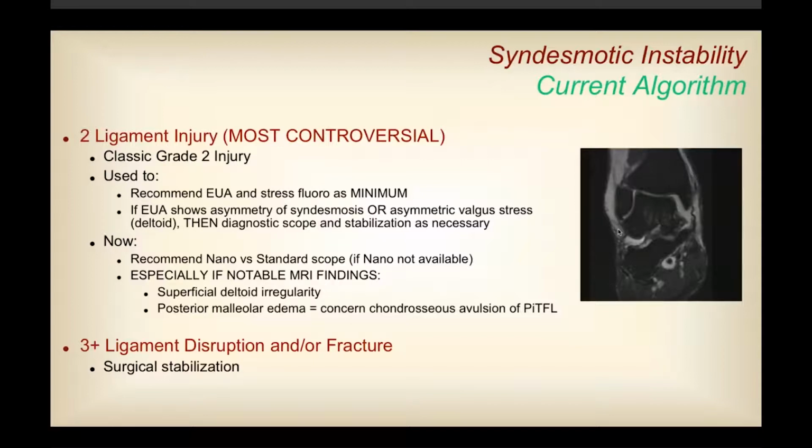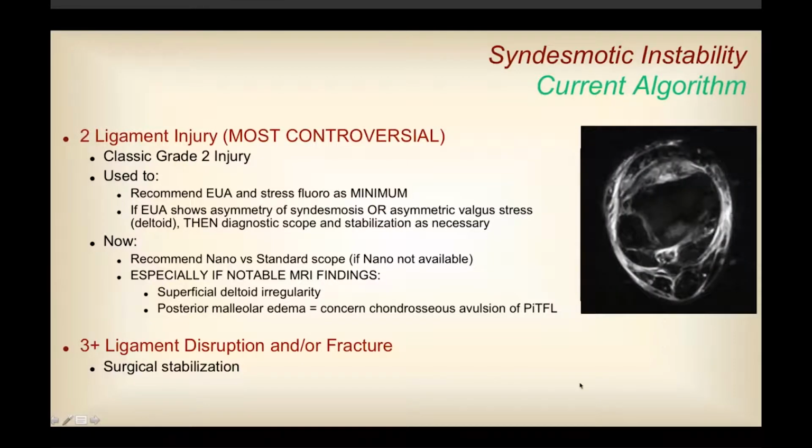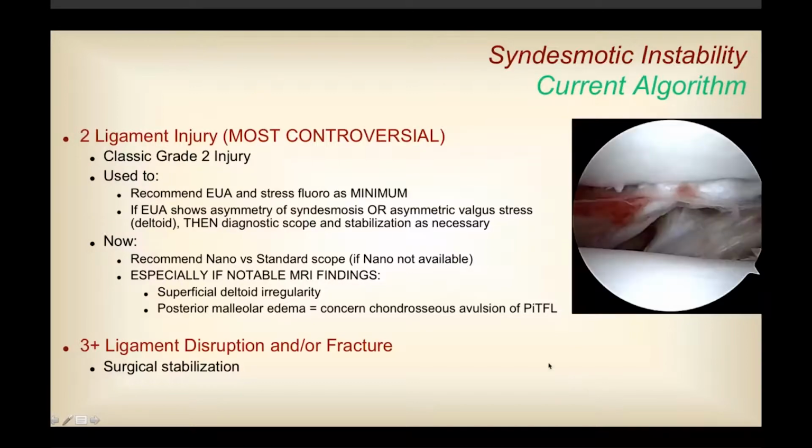I would argue now that the ability to use this small bore needle arthroscopy or a standard scope, especially when these notable MRI findings are present, like you can see there, where you have this superficial deltoid that you can see is no longer in a linear fashion, but instead is starting to coil up. That is never a situation that's normal. Or when you start to see this posterior malleolar avulsion type edema and irregularity of the posterior inferior tib-fib ligament, those are always concerning. And then ultimately, a lot of times, this is what you end up seeing arthroscopically, where you're seeing that chondroosseous avulsion of the posterior inferior tib-fib ligament that I would argue must be addressed and stabilized.